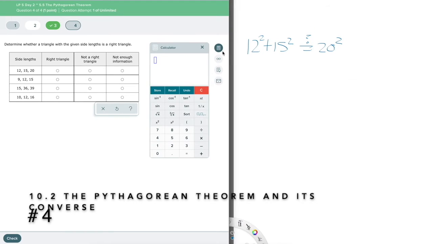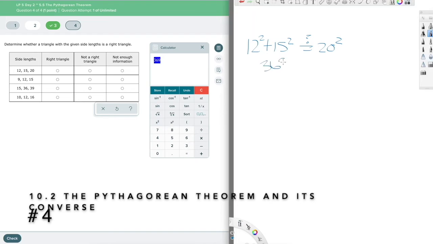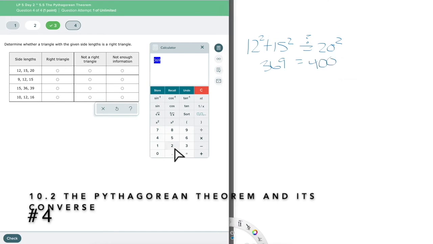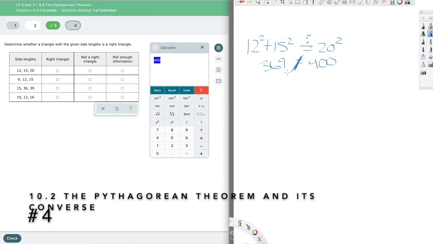Oops, why is it not typing? I have too many wires here getting in my way. 12 squared plus 15 squared equals, we get 369. 20 squared, we did this earlier, that's 400. If you didn't remember, you could always go 20, back, squared. So that's 400. So they do not equal each other. So this would be not a right triangle.